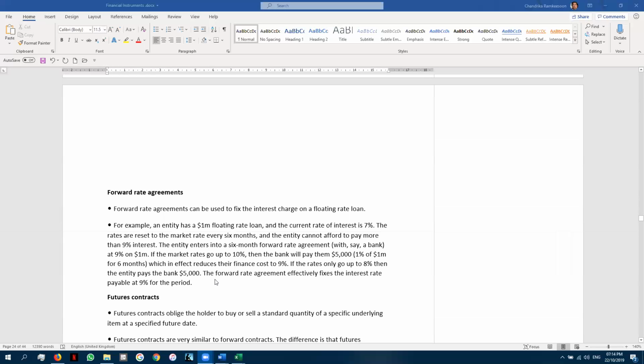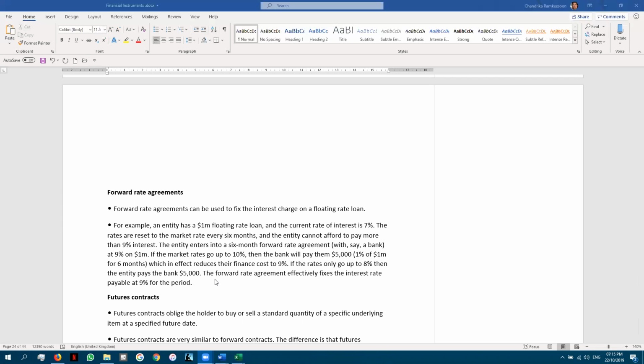Forward rate agreements. Now, forward rate agreements normally apply to interest rates. So if an investor wishes to speculate in interest rate movements, and he does not actually have a loan or deposit, so he's not dealing in the underlying, he's merely speculating, or he may actually be dealing in the underlying because he has a loan or deposit and he wishes to hedge against adverse movements in the interest rates related to the loan or the deposit, then he may use forward rate agreements. Forward rate agreements can be used to fix the interest charge on a floating rate loan.